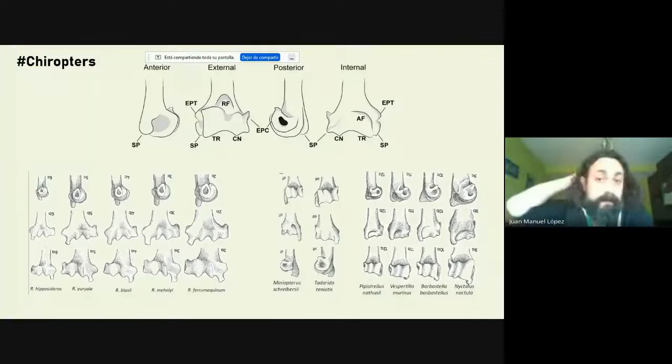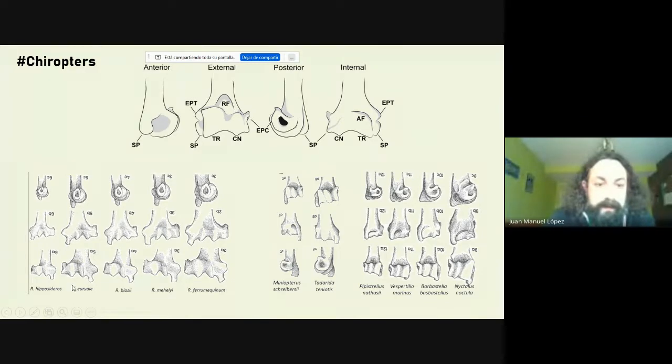Also, in bats, it's very important to recognize, to a genus or species level, the distal epiphysis of the humerus. For example, these are the different views of a humerus of the genus Myotis.